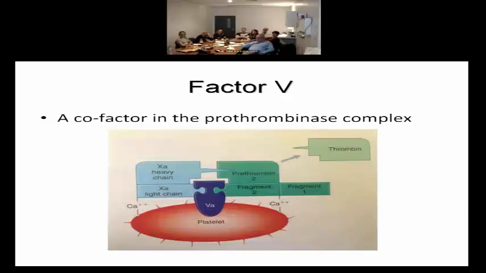So factor 5 is a cofactor in the prothrombinase complex. Here's a diagram of the prothrombinase complex attached to an activated platelet. The prothrombinase complex is made up of factor 10A, factor 5A, and prothrombin. Factor 10A and prothrombin are bound to the activated platelet by calcium bridges, which you can see here and here. And the prothrombinase complex serves to optimally activate prothrombin to thrombin.